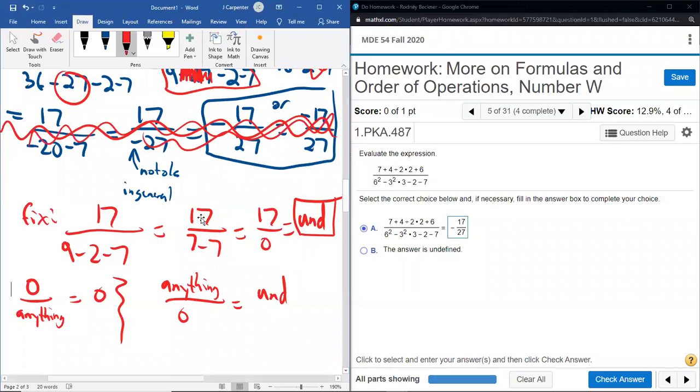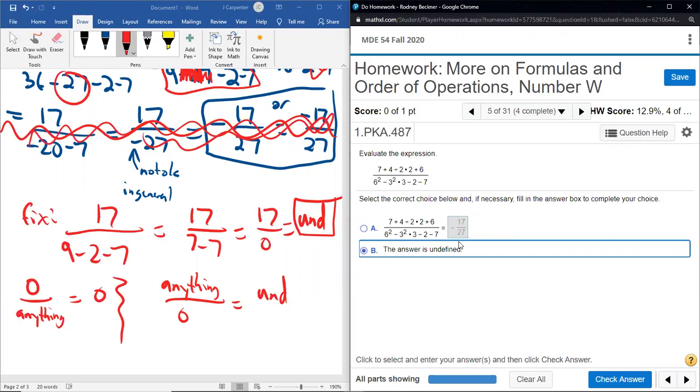So let's see if we can get this right now. Now, when I switch it to B, that answer's grayed out. Hopefully that doesn't affect it. Shouldn't. And there we go. Now we got it right. Sorry about that mistake.